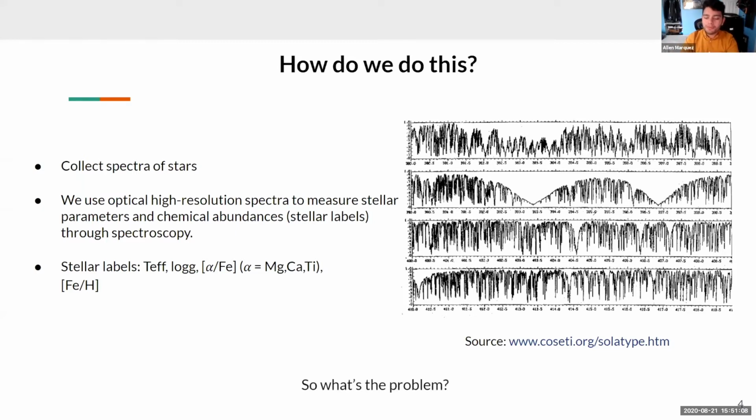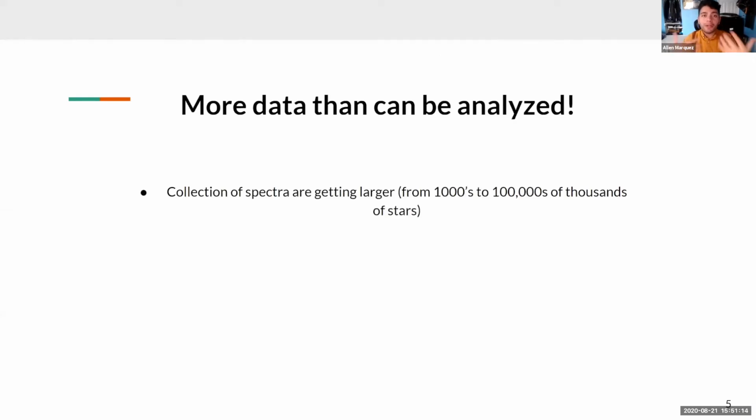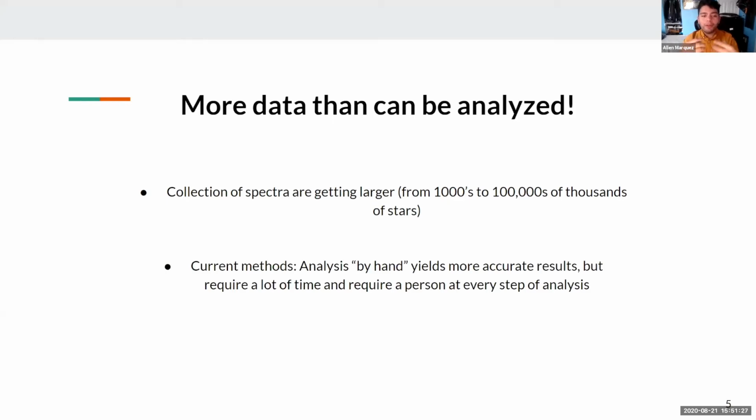So what's the problem? Well, the current problem is that there's more data than can be analyzed. These data sets with spectra are getting larger in size. We're going from thousands to hundreds of thousands of stars in these data sets. And the current methods that we have analyze these by hand using programs. The upshot is that we do yield more accurate results when we're measuring these properties for our stars, but at the cost of requiring a lot of time because we essentially need a person at every step of the analysis.